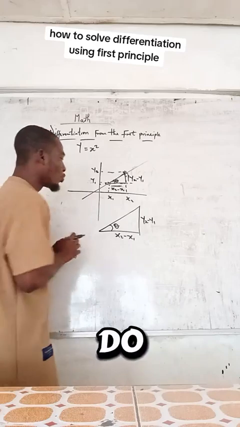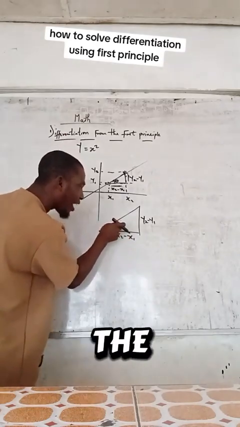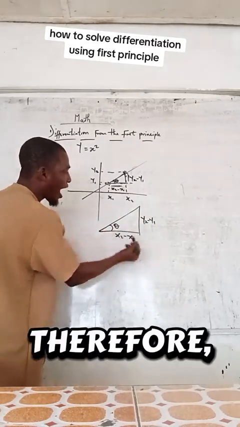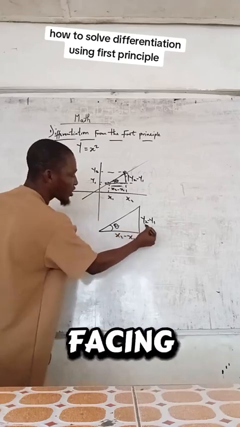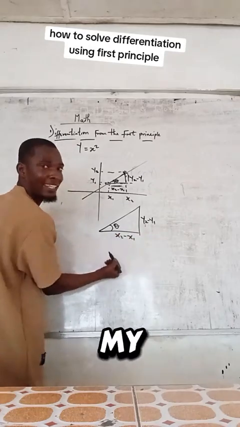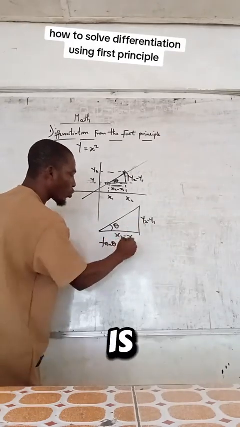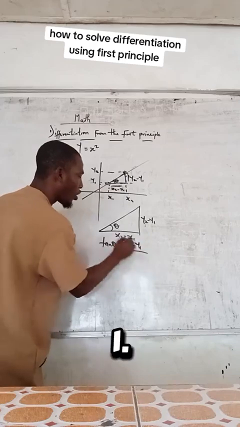So what do I need to do? The slope is the angle at which this line is lying to the horizontal. So this is my opposite. Wherever the angle is facing is called the opposite. This side is called my adjacent. Therefore, tan theta equals opposite, which is y2 minus y1, all over adjacent, x2 minus x1.